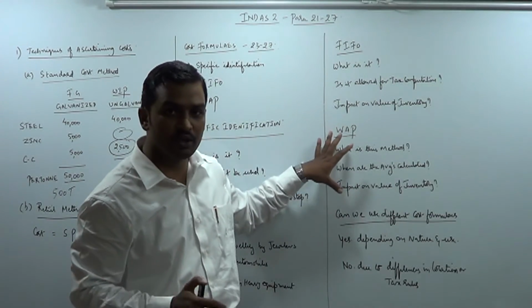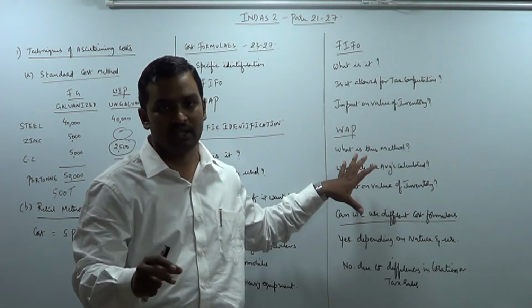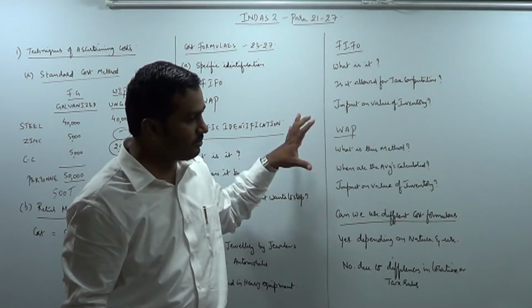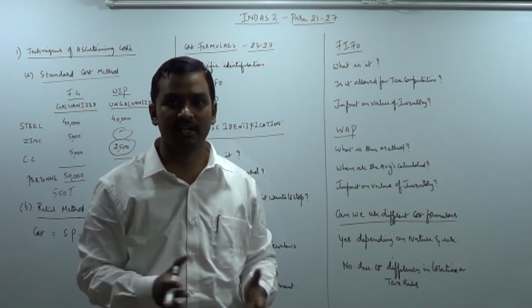So weighted average cost per unit can be calculated periodically or on every shipment. That means every time you purchase inventory, you can also calculate the weighted average. So weighted average can be either calculated at every shipment or it can be calculated at the end of the month, that is periodically as well.